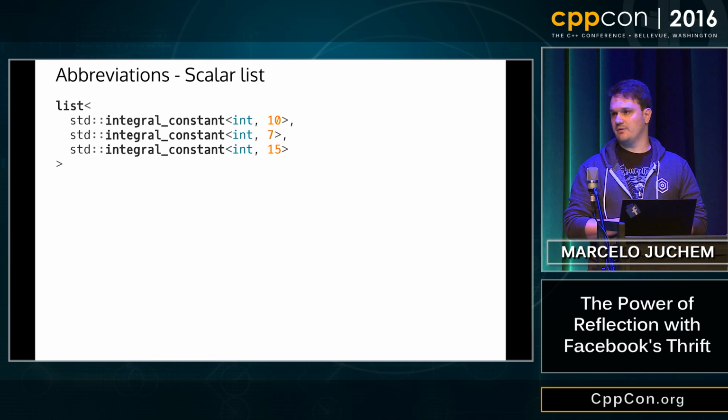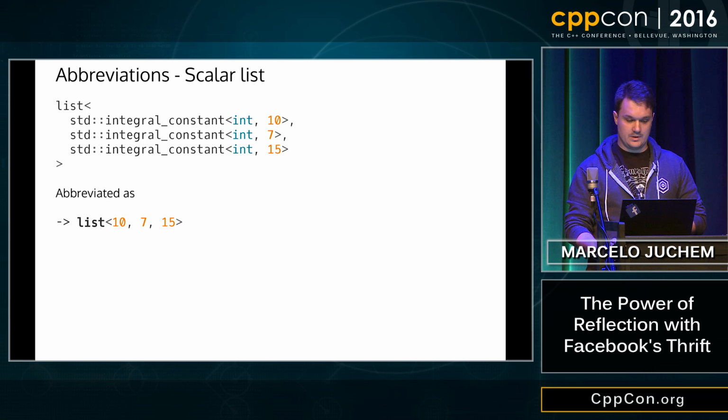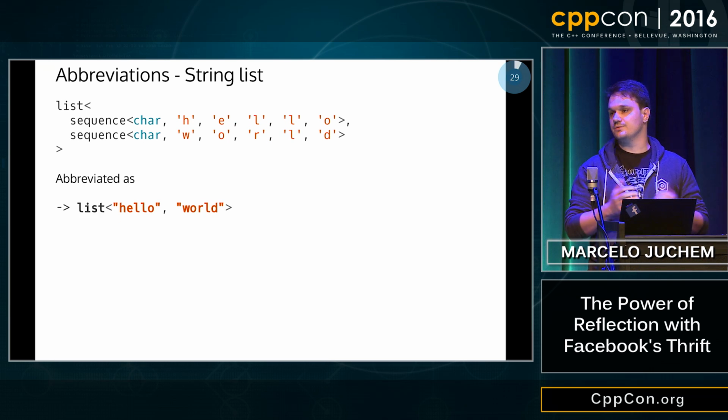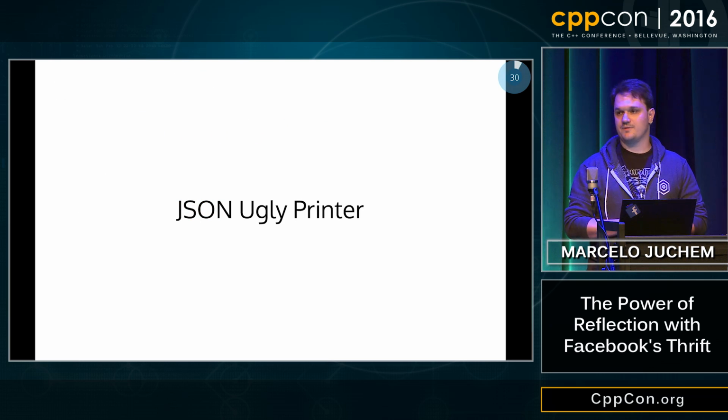So I'm going to abbreviate a few things just to make the code more readable. Whenever you have a list of integrals, instead of writing integral_constant all the time, I'll just write it like this, because it's easier to read. And also whenever you have a list of strings, I will write it like this, also to make readability better. So let's start with the first example, a JSON ugly printer.